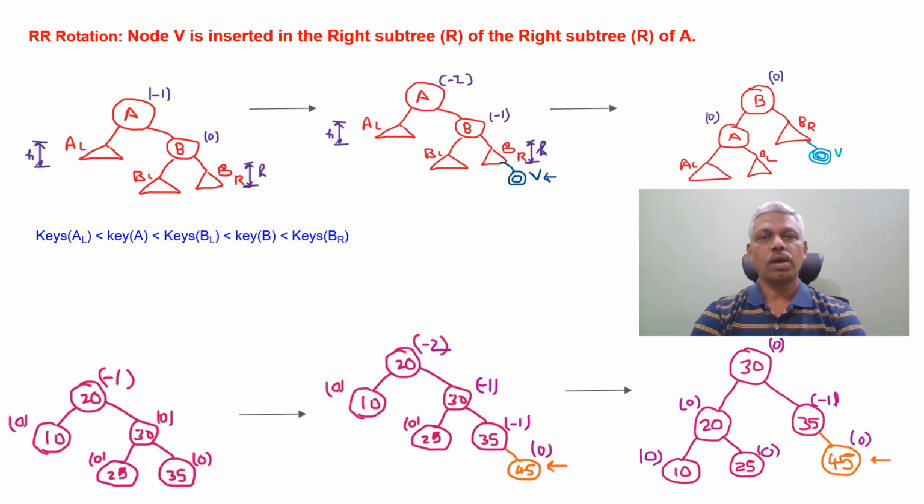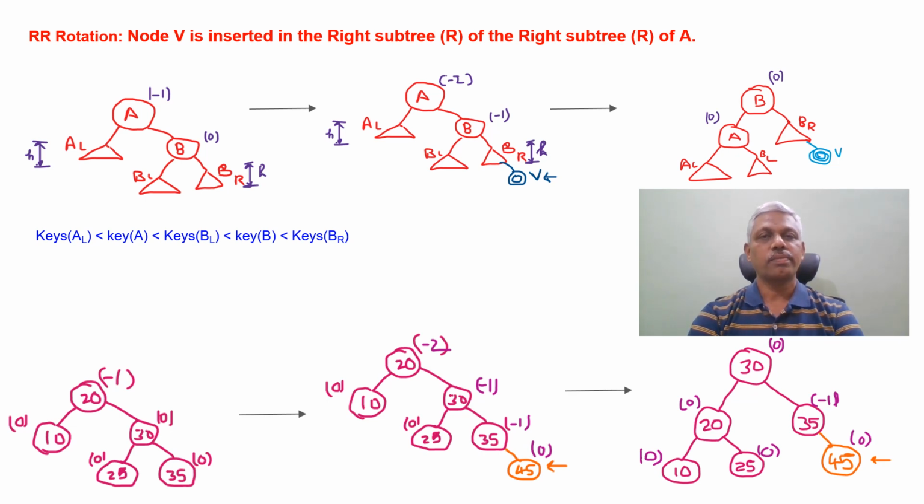Now we look into the RR rotation, where the vertex is added in the right subtree of A, and because of the addition, the vertex A has lost its balance factor. In this case, A is the vertex having left subtree as AL and right subtree starting with B. B has left subtree as BL and right subtree as BR.